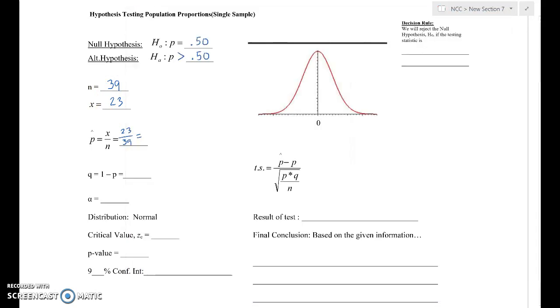0.5897. Almost 59%, as you can see, which certainly is greater than 50%. The question is whether or not it's significant or not, right? So let's get our q.